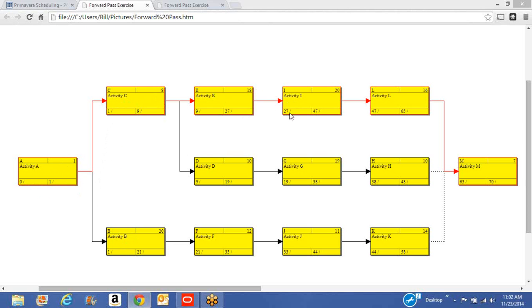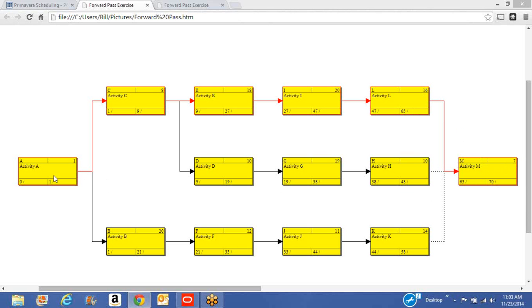Activity I, of course, starts on day 27, and with a 20-day duration, finishes on day 47. Activity L starts on day 47, has a 16-day duration, so it finishes on day 63. And the final activity along this path, activity M, starts on day 63, has a 7-day duration, so it finishes on day 70. In a large network, you have to consider every possible path when you do the forward pass.